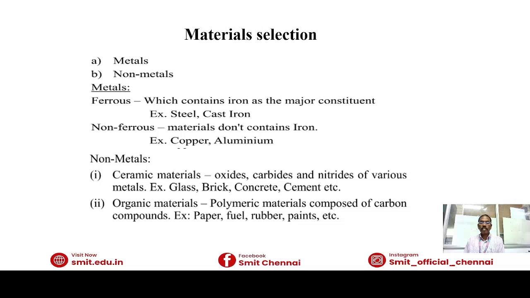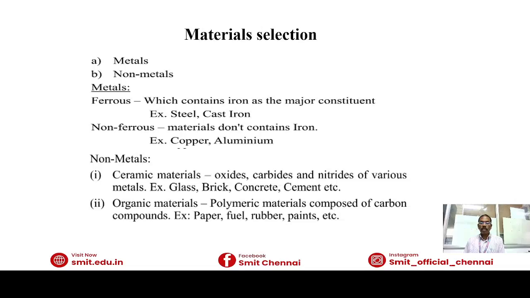Examples for ferrous are steel, cast iron, etc. Non-ferrous material examples are copper, aluminium, bronze, magnesium, etc. And the next category is non-metal. Examples for non-metal are ceramic material and organic material. Ceramic material is combined with oxides, carbides, and nitrides of various metals, for example glass, brick, concrete, cement, etc.